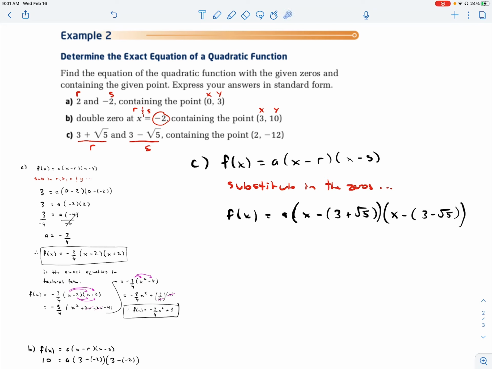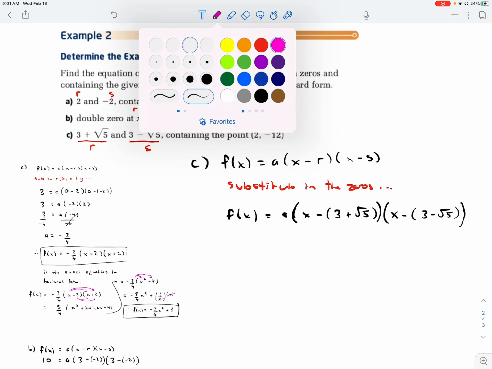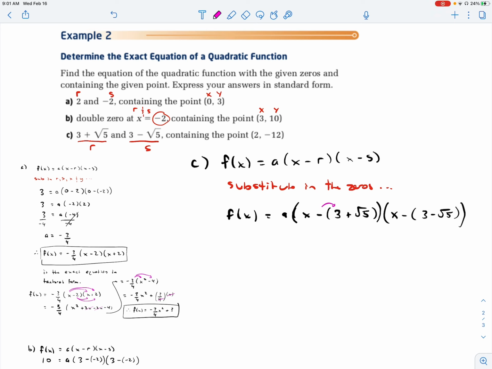Okay, so now you might be looking at this and going, wow, this looks a little complicated. And it is, but we can actually clean it up quite well. So what we're going to do is take this negative and distribute it into the bracket. That way, we can drop that inside bracket that we don't need anymore. So we would have A times x minus 3 minus root 5, close bracket. Remember, we're taking the negative 1 and multiplying it in. So negative 3 here, and then negative 1 times root 5 gives us negative root 5.